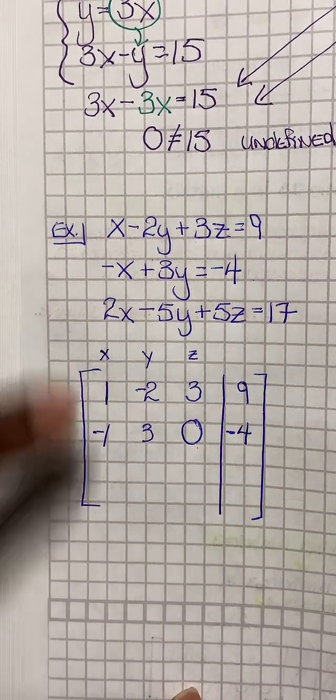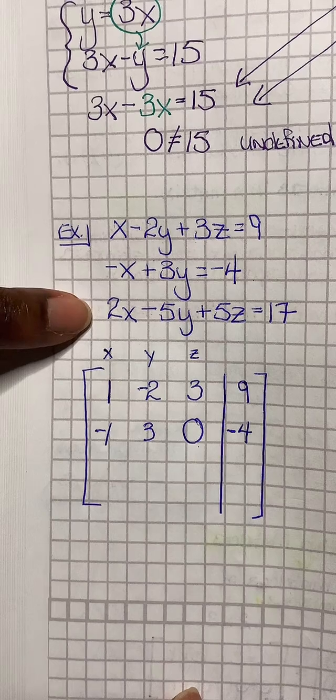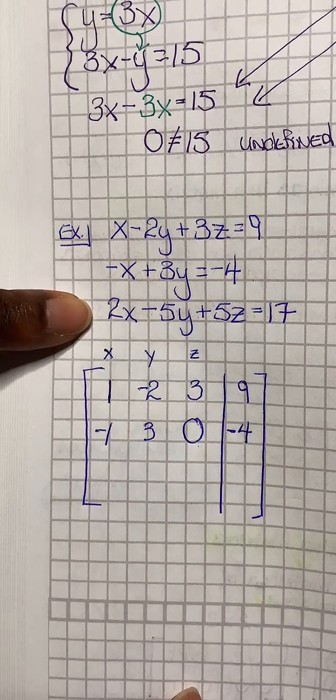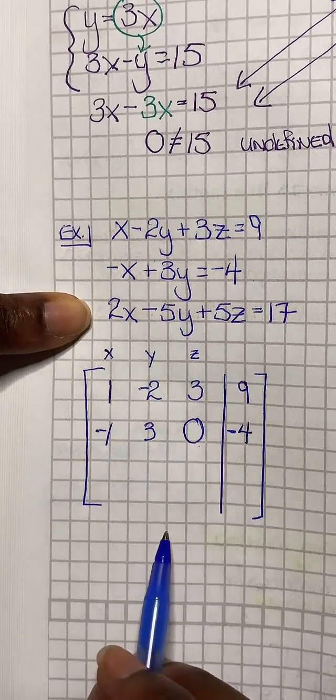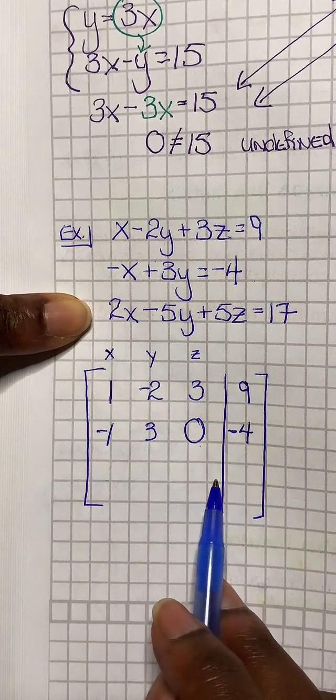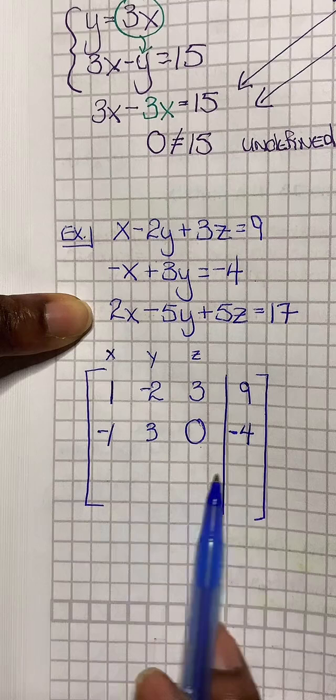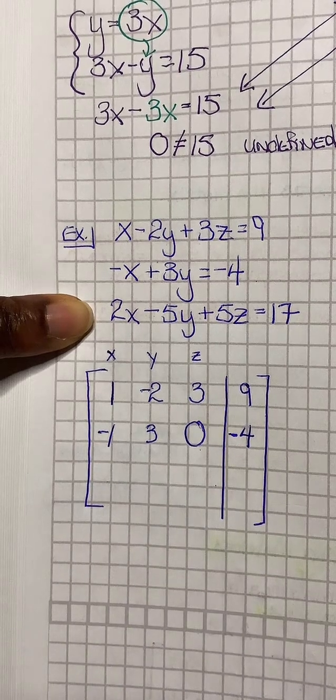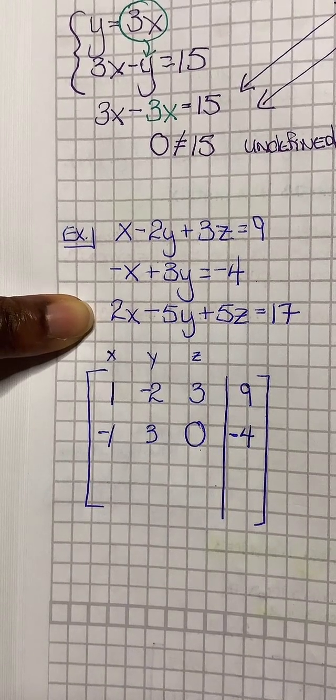All right, so now third row. For the third row, what should I write down? Go ahead, put it in the chat. I think you got it.